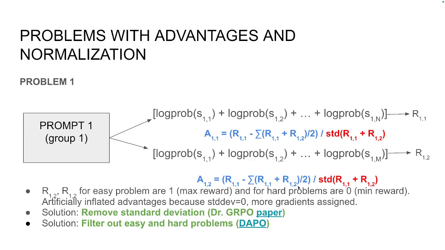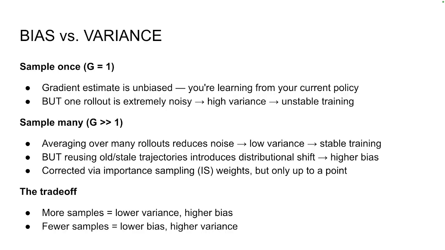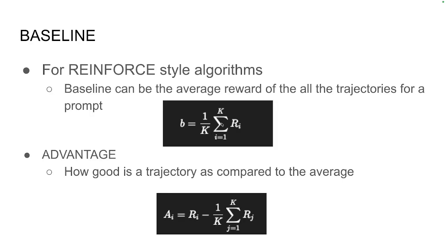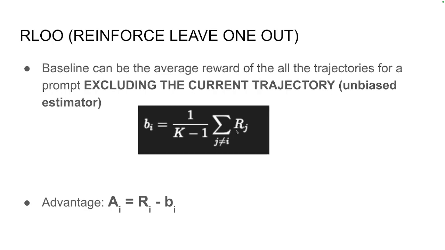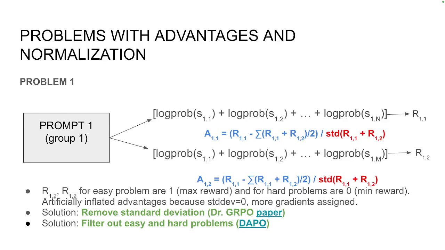So the standard deviation is kind of a problem, and also we didn't see this in the REINFORCE loss. If I go back, the baseline only has the mean of the rewards, and also the RLOO objective has the mean of the rewards except the current trajectory. So this standard deviation was introduced by DeepSeek, and in subsequent papers they found this standard deviation to be problematic. Now let's see how people solved this standard deviation problem.